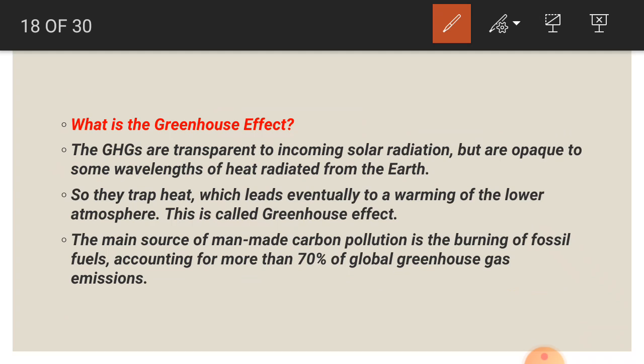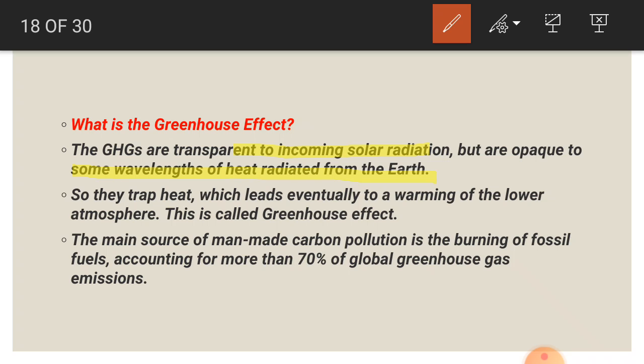So we can also study what the greenhouse effect is, because this question basically relates to that. Greenhouse gases are transparent to the incoming solar radiation. This is one of the basic features of greenhouse gases. As I have told you, these incoming solar radiations are of short wavelength, and greenhouse gases are opaque to some wavelengths of heat radiated from the earth. So how does this phenomenon take place? We have a bunch of greenhouse gases. These are transparent to the incoming solar radiation. They will not obstruct it.